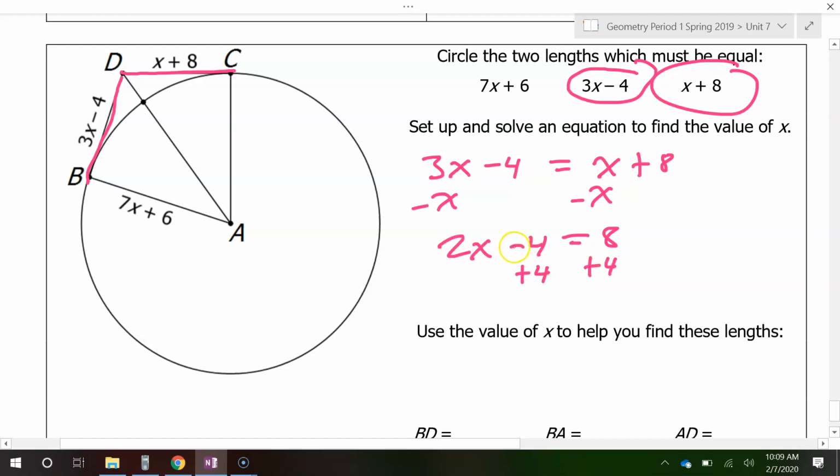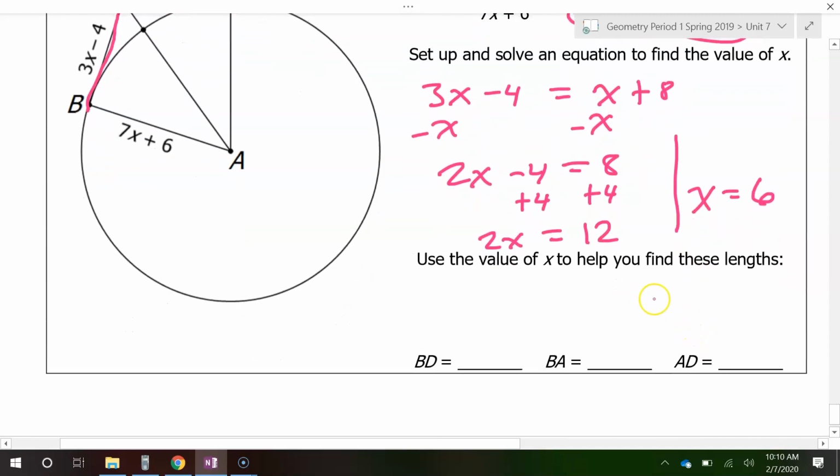Okay, so we had 3x minus 4. So when you subtracted x from both sides, 3x minus x is 2x. Okay, so I just brought everything else down. So now I have 2x minus 4 equals 8. So you should have that on your paper somewhere. Then the next step is to add 4 to both sides. So that's going to give us 2x equals 12. And then when you divide both sides by 2, you get x is equal to 6. Does that make sense?